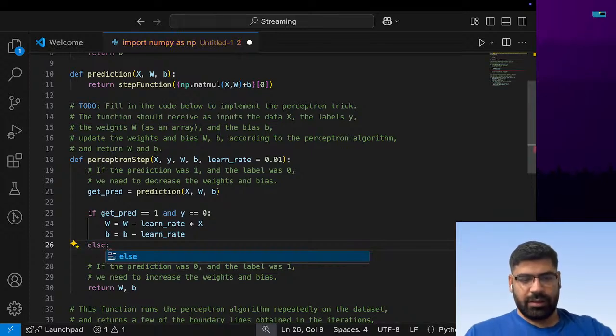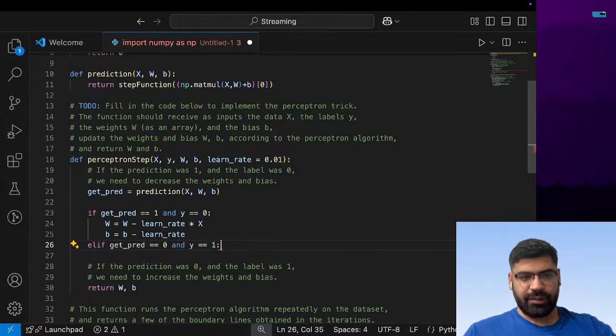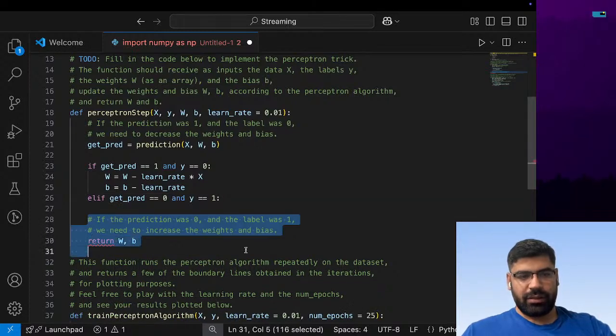Else, else if, this is the second condition, right? Here.